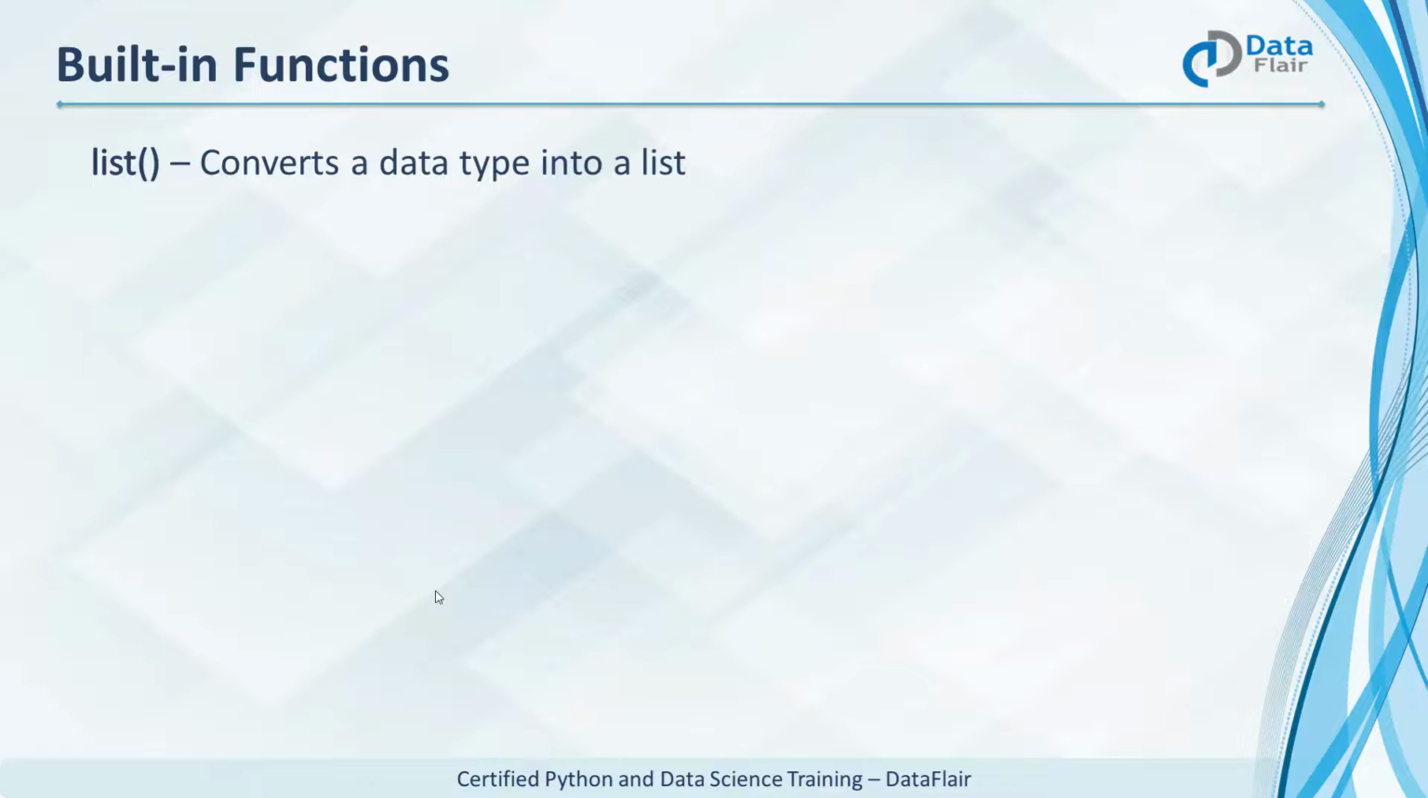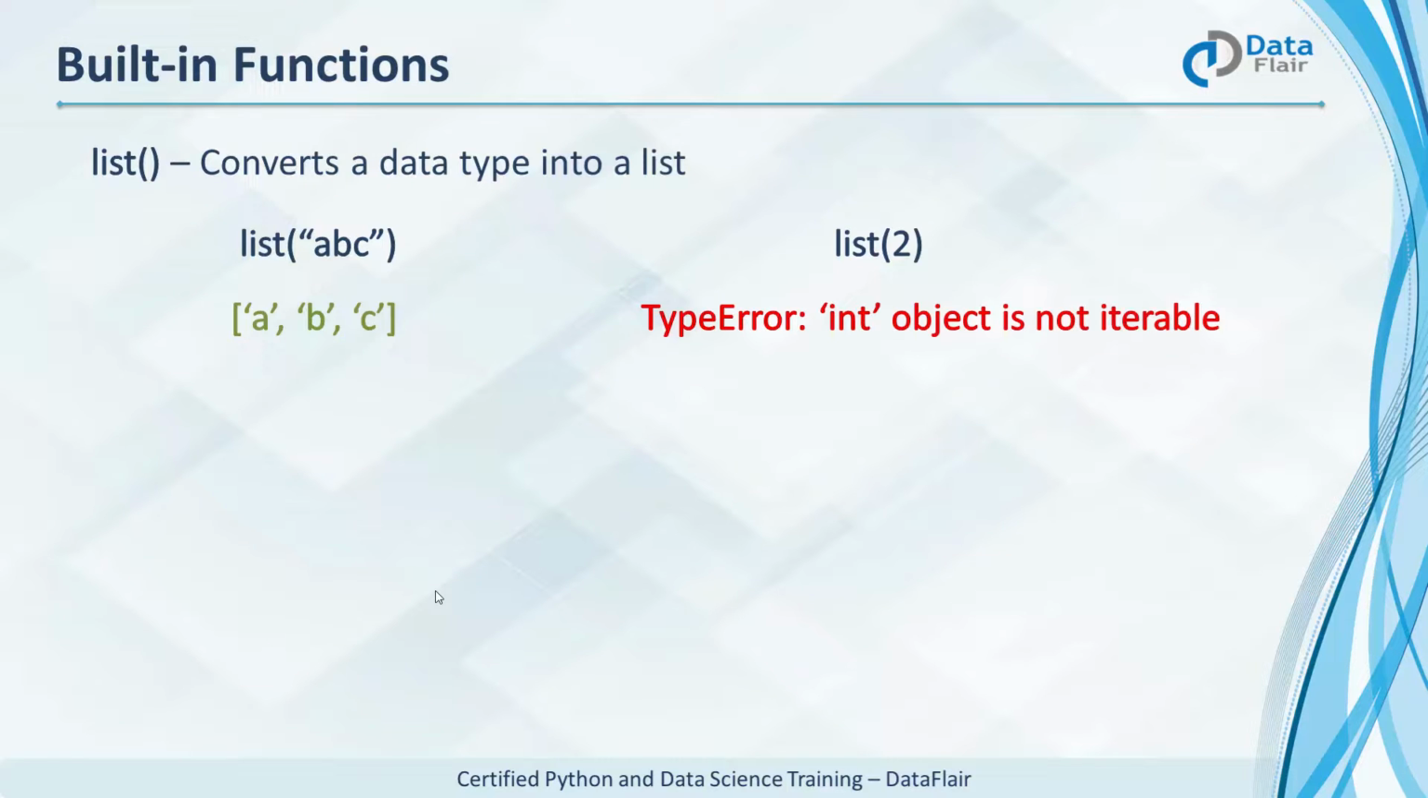To convert any compatible data type into a list, use the list function. The string ABC becomes the list A, B, and C. We say compatible data type for a reason. If you try converting a single int into a list, it gives us a type error.